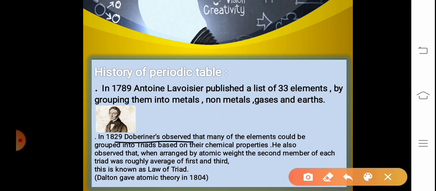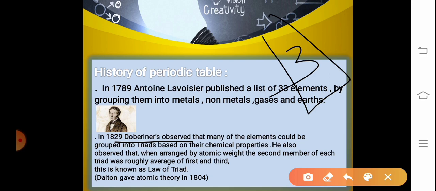In 1829, Dobereiner observed that many of the elements could be grouped into triads. I'll tell you what Dobereiner did. After the first effort made by Lavoisier, Dobereiner grouped the elements into triads. What is meant by triads? I'll give a hint for now. Triads means a group which consists of 3 elements.